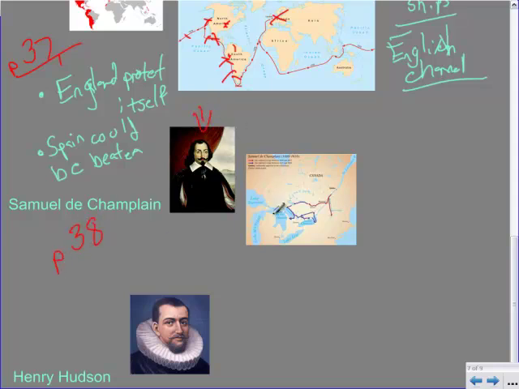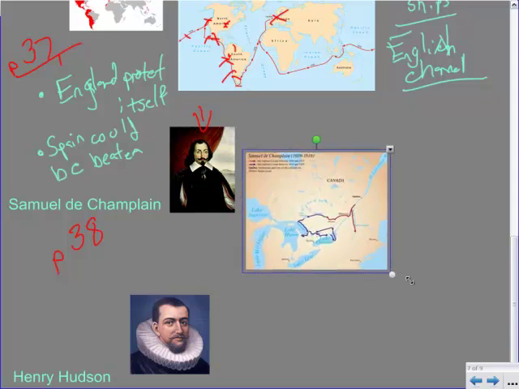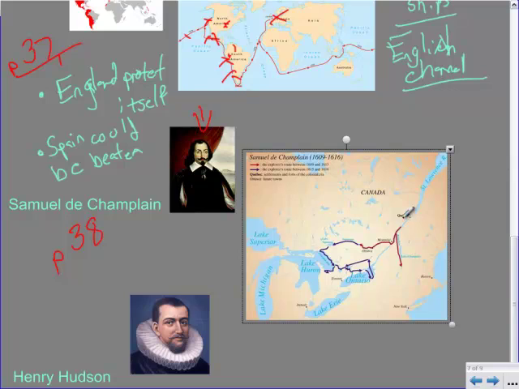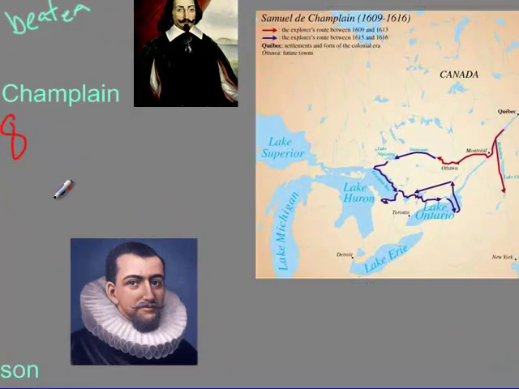He's this guy right here. He is going to be exploring the St. Lawrence River Valley as well, just like Jacques Cartier, and he is going to set up a trading post in Quebec. So you need to know that he sets up a trading post in Quebec.